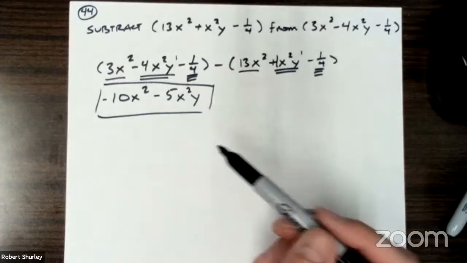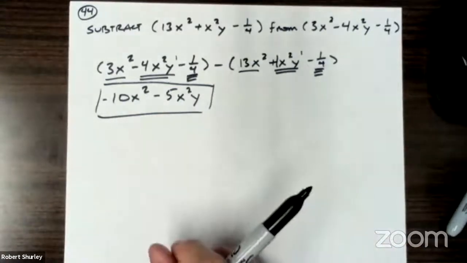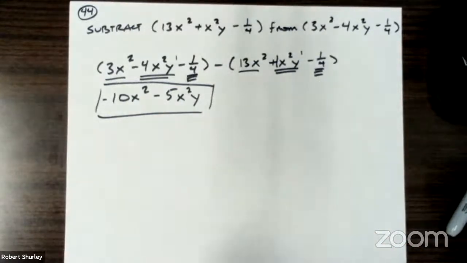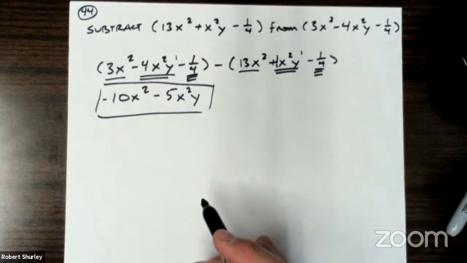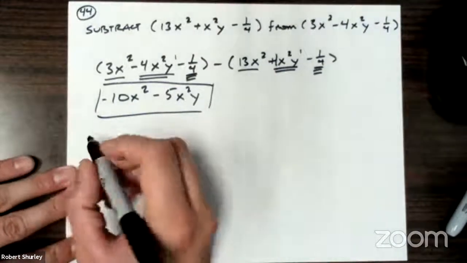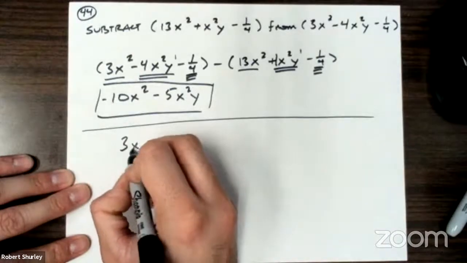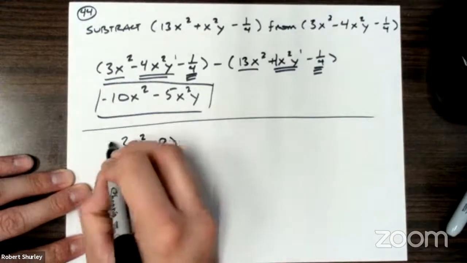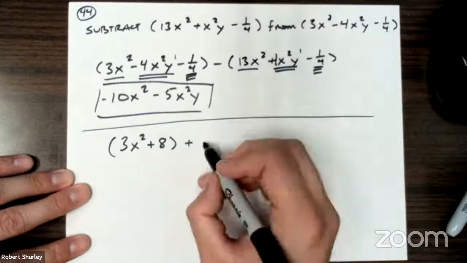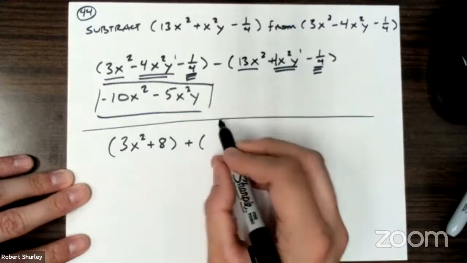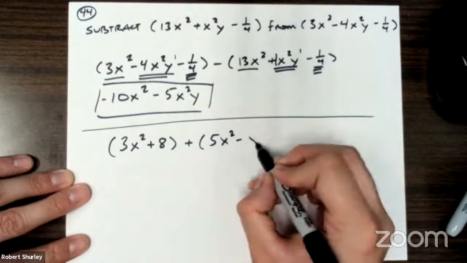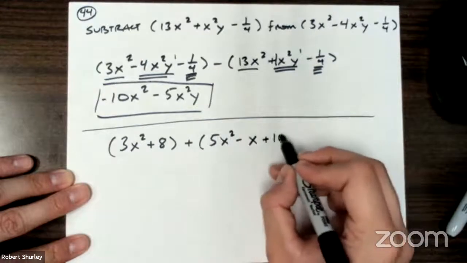So let's look at another example, and I'll write this out vertically. I like calling it that way. Let's say we had, I'm just making one up here, 3x squared plus 8 plus, let's say, 5x squared minus x plus 10.